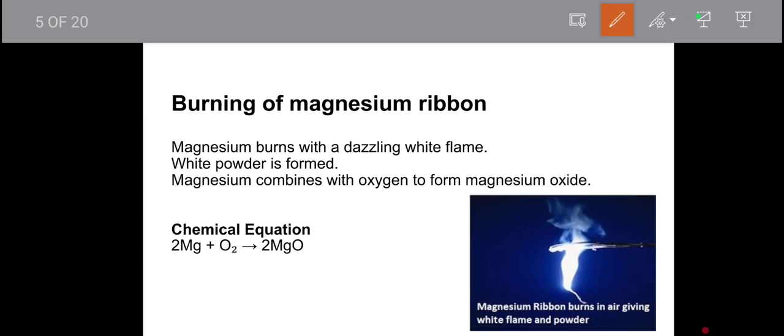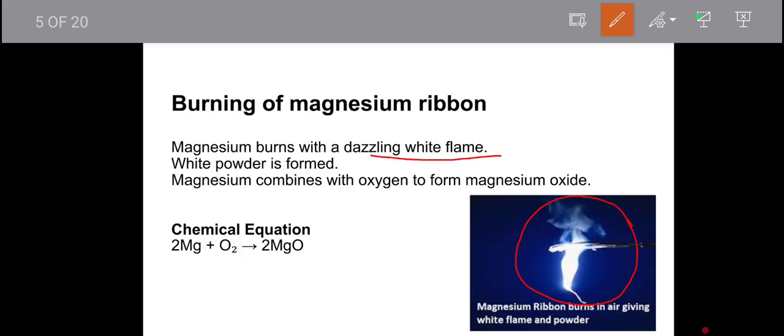So this is the pictorial representation of the burning of magnesium ribbon. You can see a white dazzling flame, right? Whenever a magnesium ribbon is burned, it will produce a white dazzling flame. This is the first observation that you will see.